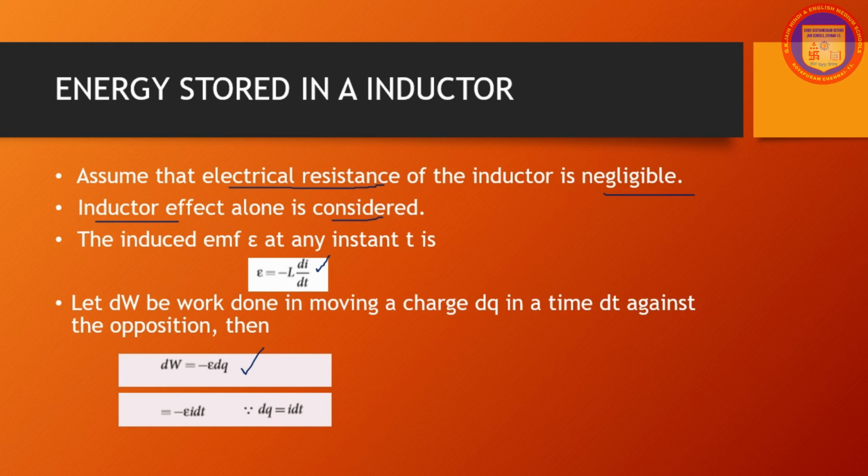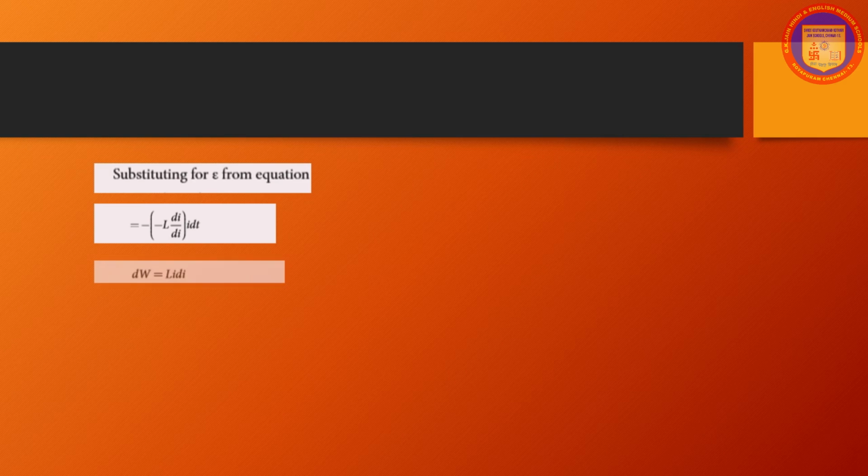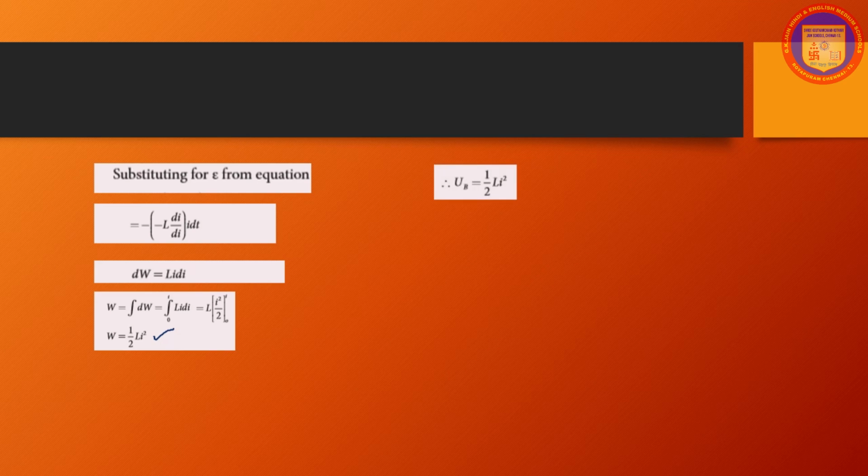L i into di. So the total work done in establishing the current is W is equal to integral of dW, integral from 0 to I of L i into di. L is constant, so we'll take it out. Using the integral formula, integral of x power n dx is equal to x power n plus 1 divided by n plus 1, instead of x we'll have i here. Substituting the value, I'll get L into I square divided by 2, applying the limit 0 to I. So we'll get the work done as W is equal to half L I square. This work done is stored as magnetic potential energy, U B is equal to half L I square.